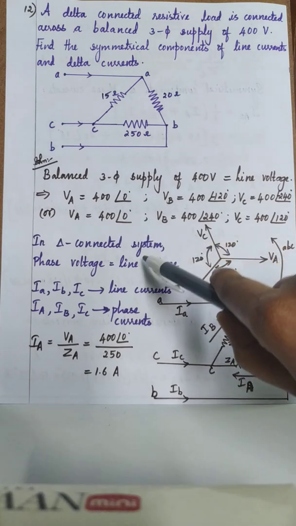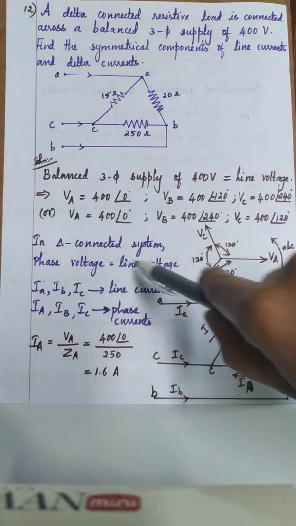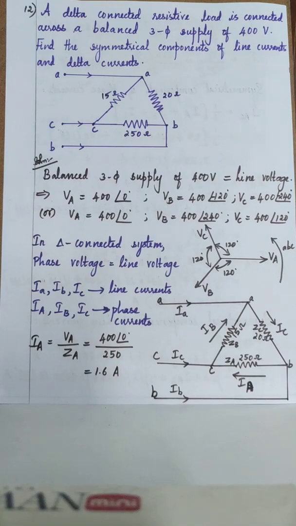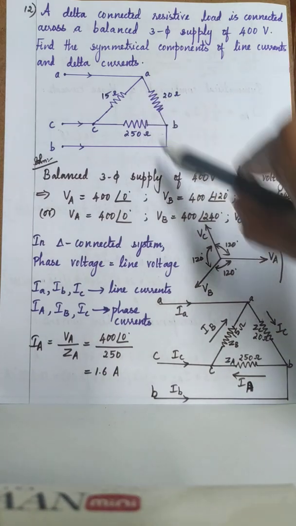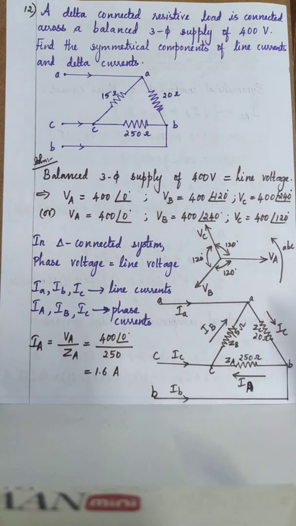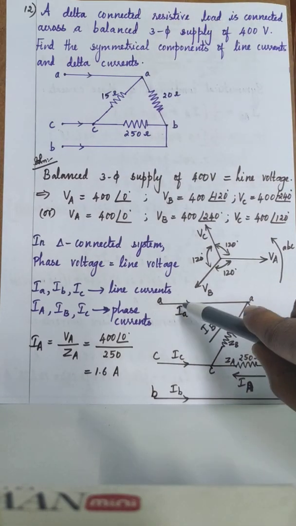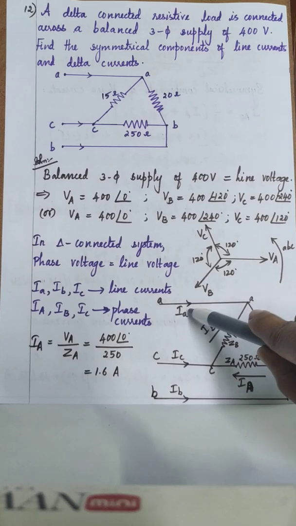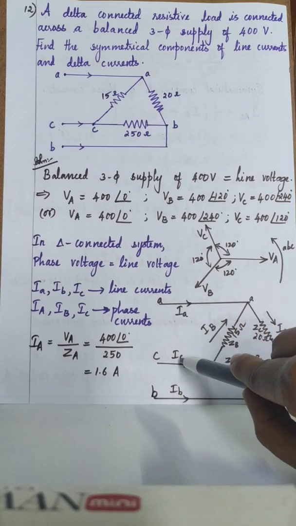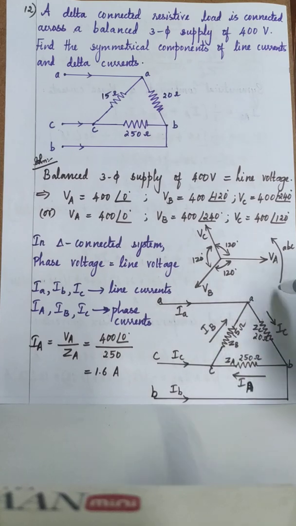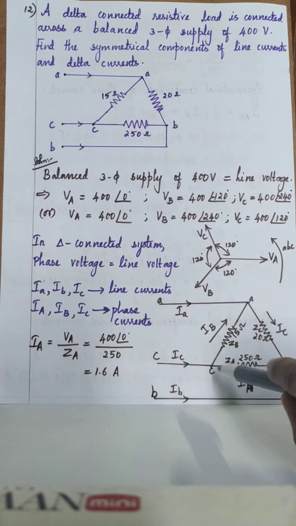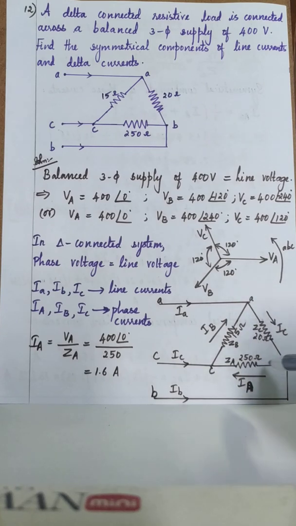In a delta connected system, we know the phase voltage will be equal to the line voltage. Now I have redrawn the delta connected system, using the same terminals. For the line currents, I have taken I small a, I small b and I small c. The vertices are marked A, B, C.